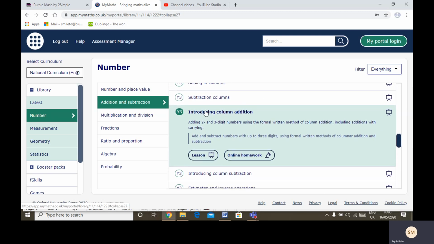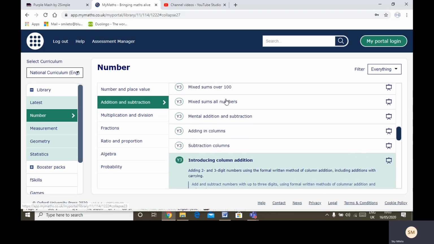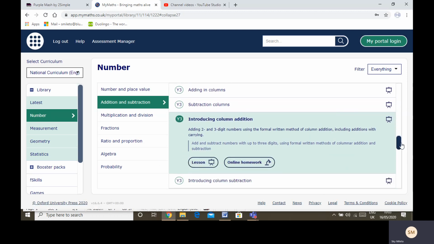Okay, so the first lesson we're doing is introducing column addition. Now I don't really know why, but if you're using the lessons, then adding in columns is above introducing column addition. So make sure you go all the way down to introducing column addition.